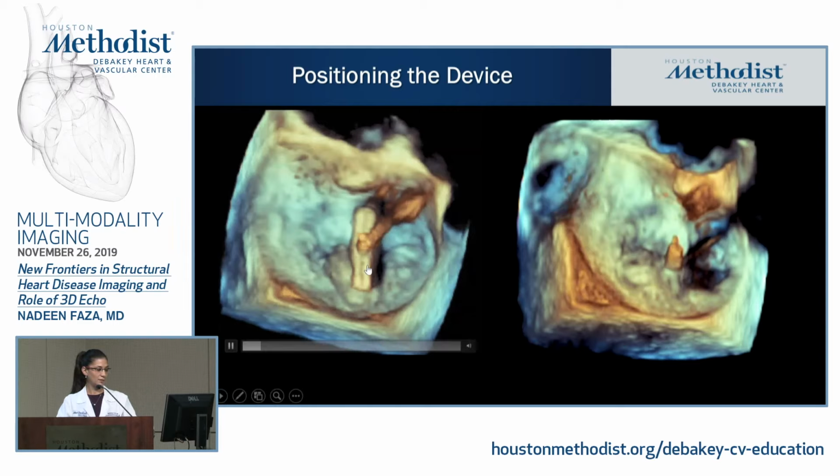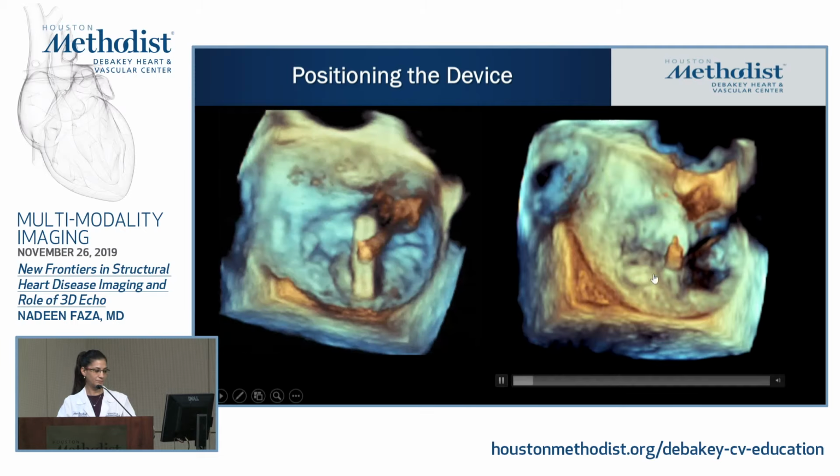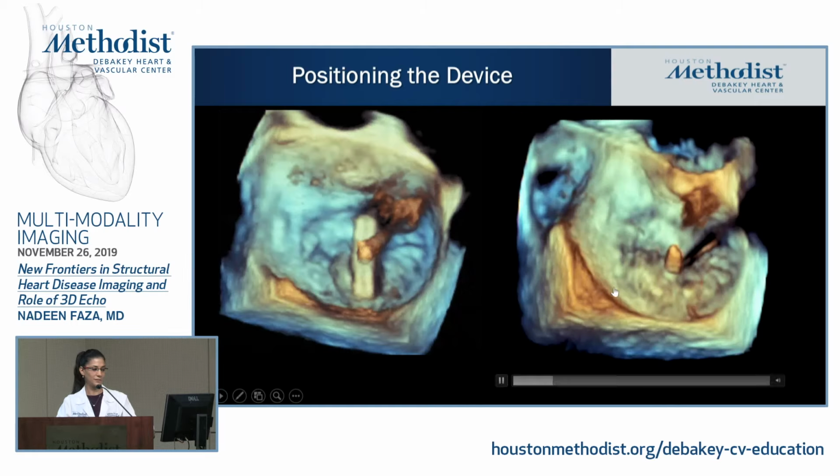So we determine where the pathology is. With 3D echo, we make sure that the clip is centered right above our pathology. And then we advance the clip into the LV. So you can't see it here. You see the tip of the catheters, and the clip is now in the left ventricle.